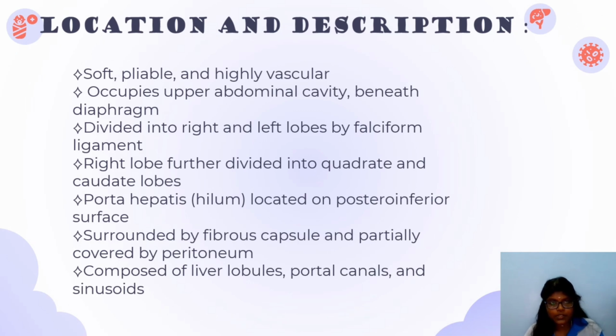Location and description. It is soft, pliable, and highly vascular, occupies the upper abdominal cavity beneath the diaphragm, and is divided into right and left lobes by the falciform ligament. The right lobe is further divided into quadrate and caudate lobes. The porta hepatis is located on the posterior inferior surface. The liver is surrounded by a fibrous capsule and partially covered by peritoneum, and is composed of liver lobules, portal canals, and sinusoids.